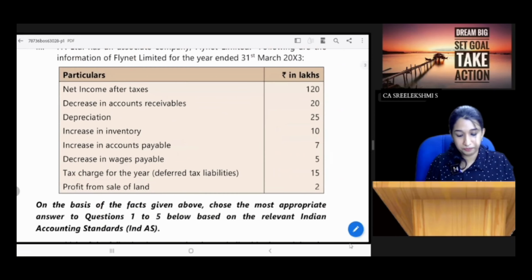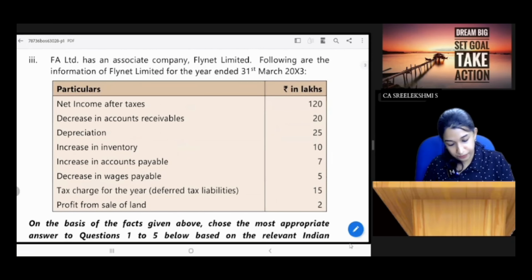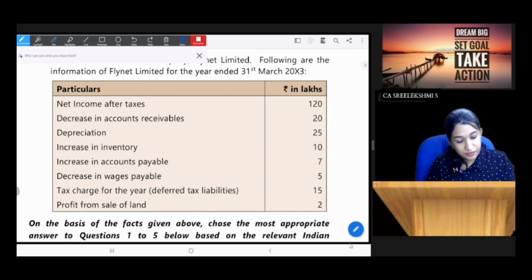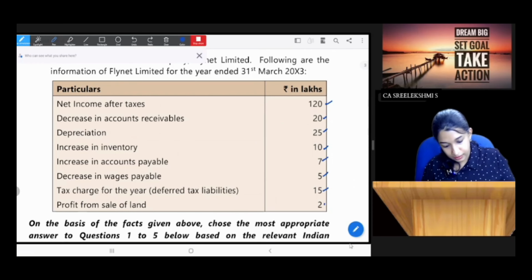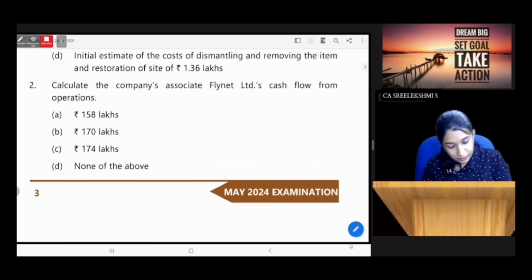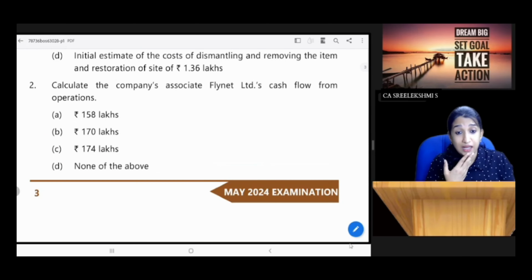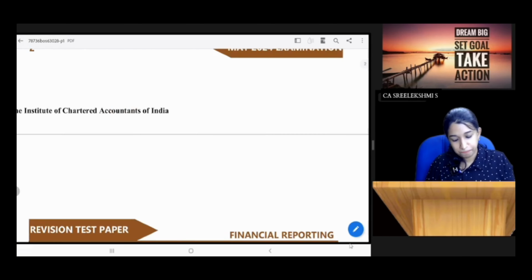Then case study number 3. FA Limited has an associate company, Flynet Limited. Following are the information of Flynet for the year ended: net income after taxes, decrease in accounts receivable, depreciation, increase in inventory, increase in trade payables, decrease in wages payable, tax charge for the year, profit from sale of land. So what is the question? Flynet Limited. Do you remember? Second MCQ: calculate the associate Flynet Limited's cash flow from operations. Cash flow statement in day 7.